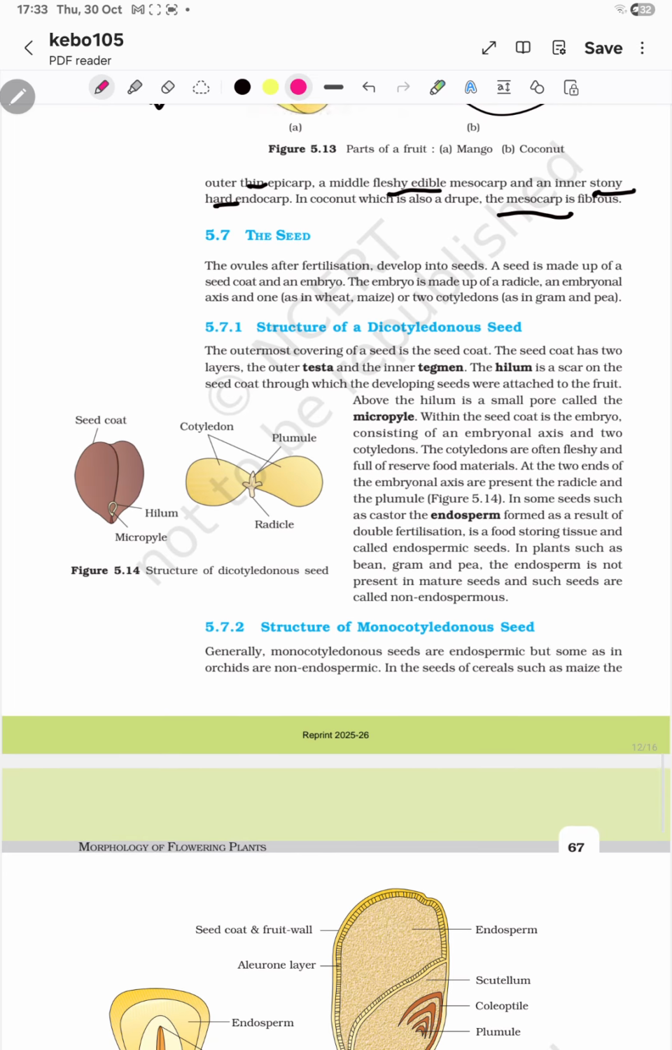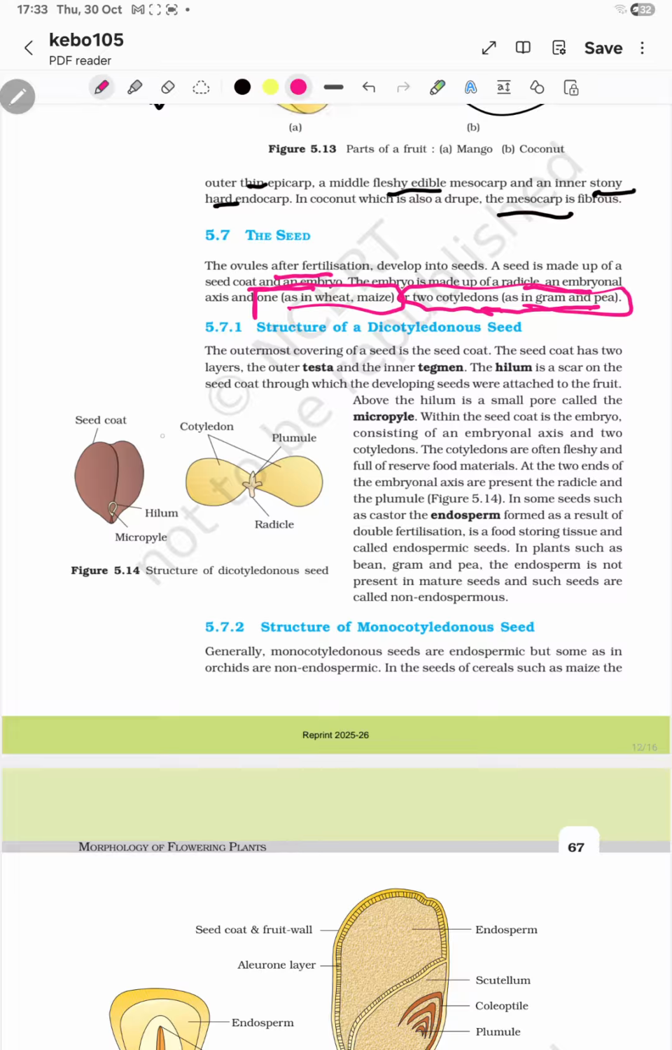So now seed. Ovules develop into seeds. It's made of a seed coat and an embryo. Embryo has radicle and embryonal axis. So it could be monocotyledonous or dicotyledonous. Pea is dicotyledonous, wheat and maize are monocotyledonous.